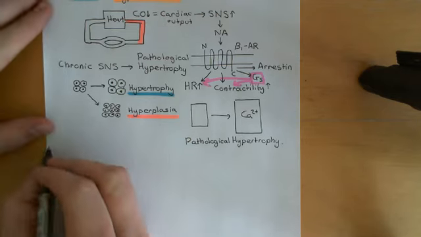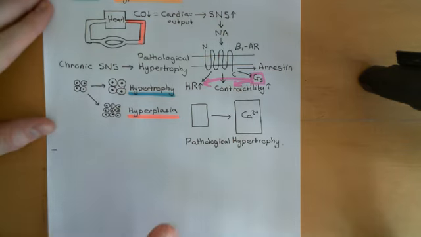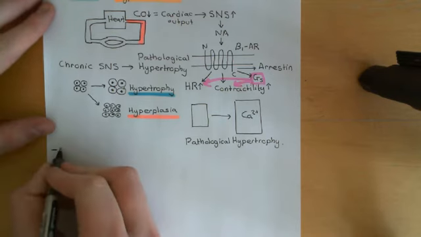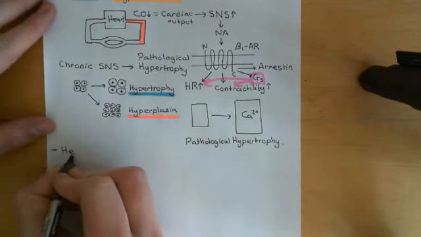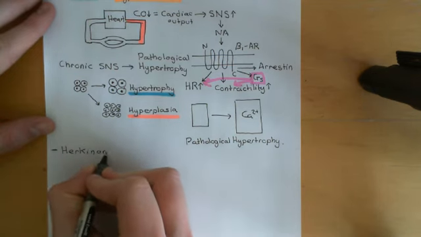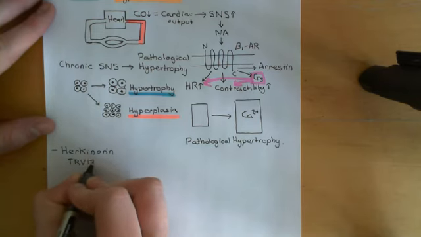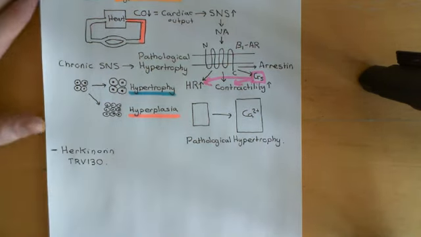Okay, so I want to give one more example, which is completely different to this. This was the beta-1 adrenergic receptor. Now what we're going to talk about is agonists, or rather biased agonists, at the mu-opioid receptor. So I'm going to give two examples of these drugs. There is a drug called herkinorin, and another drug called TRV-130, which are now used clinically as painkillers, analgesic drugs.